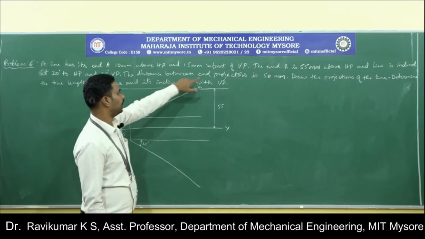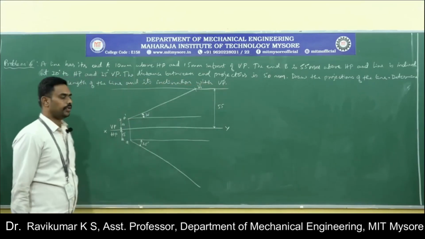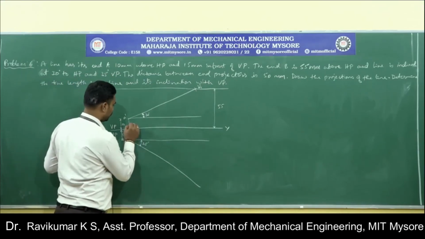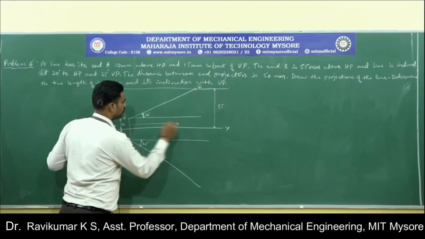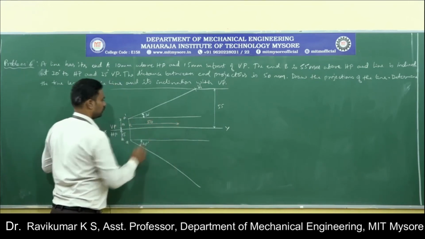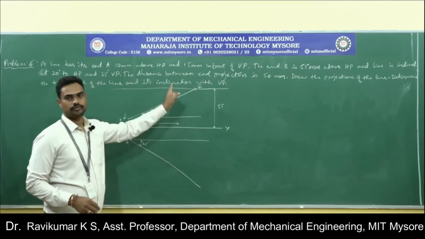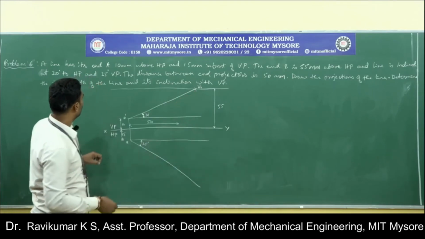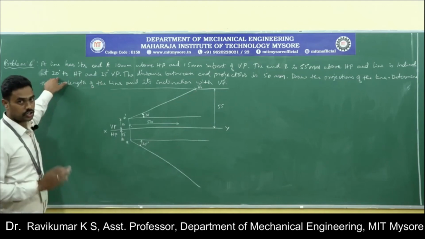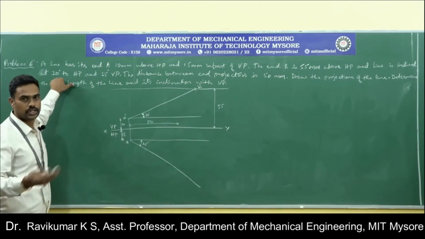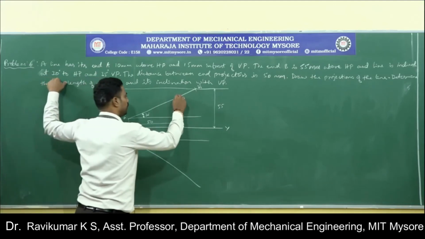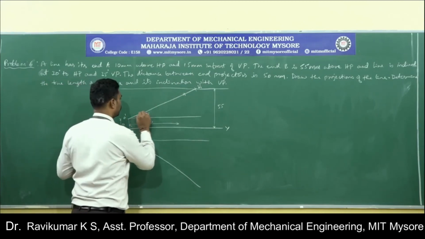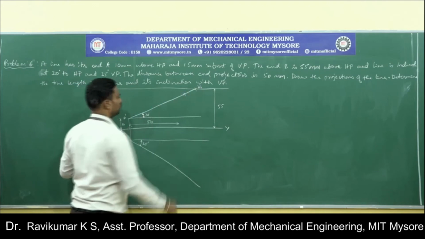Now the distance between the end projectors is 50 mm. That means the distance between this line and the projector of B is measured from the apparent length line, not from the true length line. This is the true length, because this is the true inclination. It is not associated with any view, nor is it given as apparent. So it is the true inclination, therefore it should be the true length. I will use blue color to represent true length.